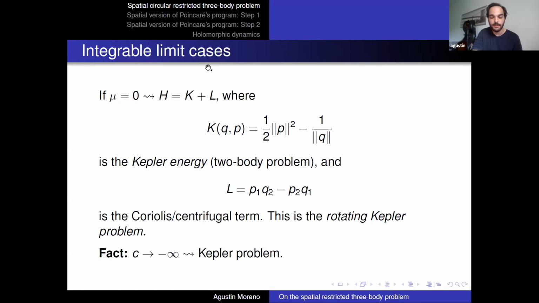So the first piece is this energy K, which one can immediately recognize as the energy of the two-body problem, where the primary is sitting at the origin. Here you have this Coulomb potential at the origin. And L is the angular momentum term that we had before, which physically keeps track of the Coriolis and the centrifugal force of the Earth on the satellite. Okay, this is usually called the rotating Kepler problem.